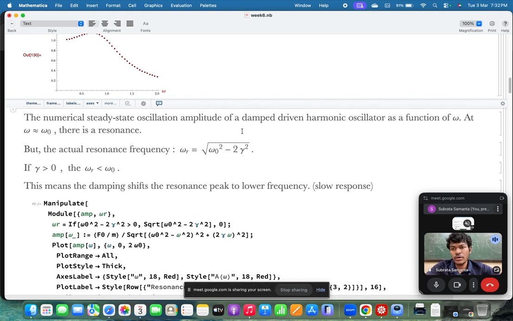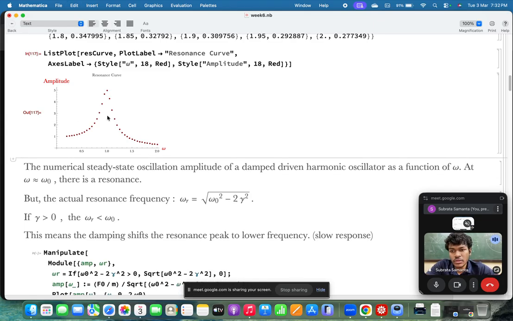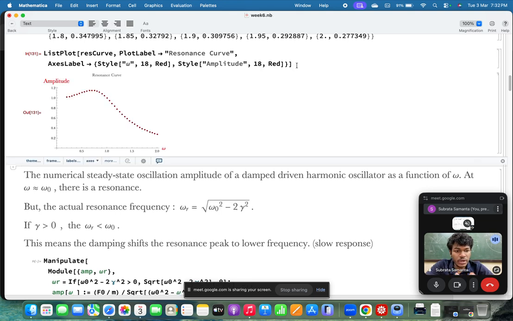You also already observed here that the omega r, the resonance frequency, is not 1. In the previous case, it was very close to 1, but in this case the resonance peak is also broader. In the previous case you see a very sharp resonance. Once you increase the gamma, the damping factor, the resonance width becomes broader. That is the main difference.